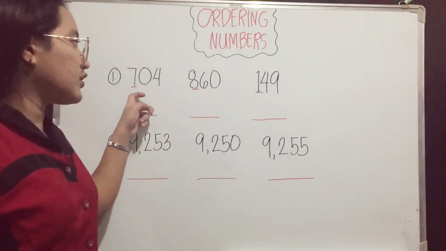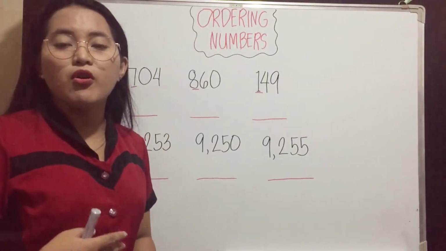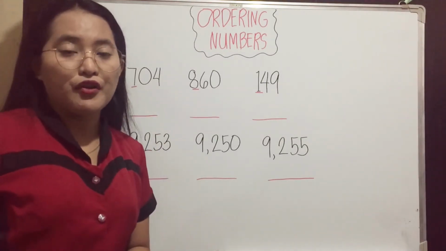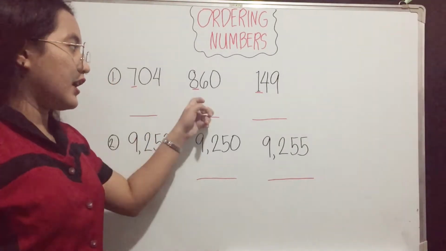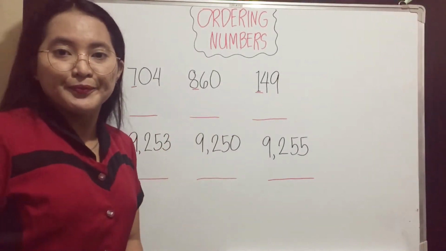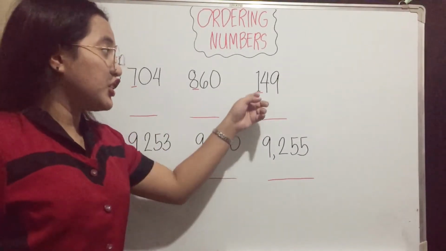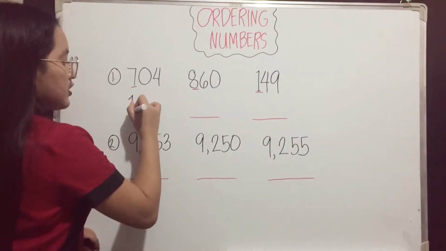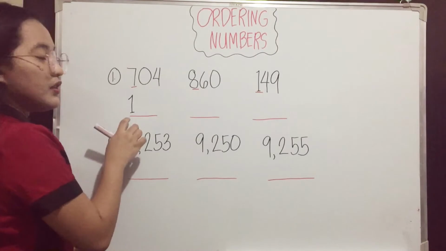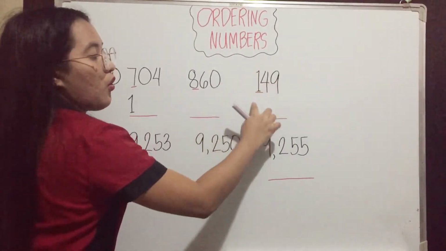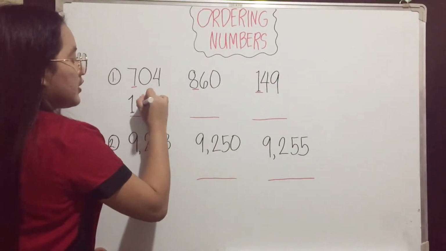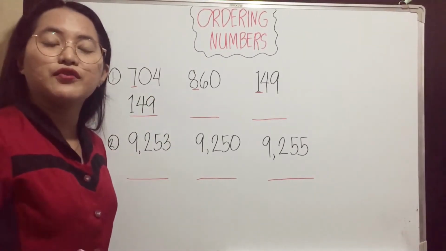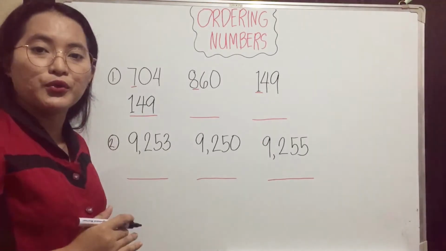Now, try to look at the first number. Which among the three numbers has the lowest number? Is it the 7, the 8, or the 1? Very good. It's the number 1. Therefore, it will be our first answer. We will not just write 1, but the whole number. So 149 is the first number because 149 is the lowest value.